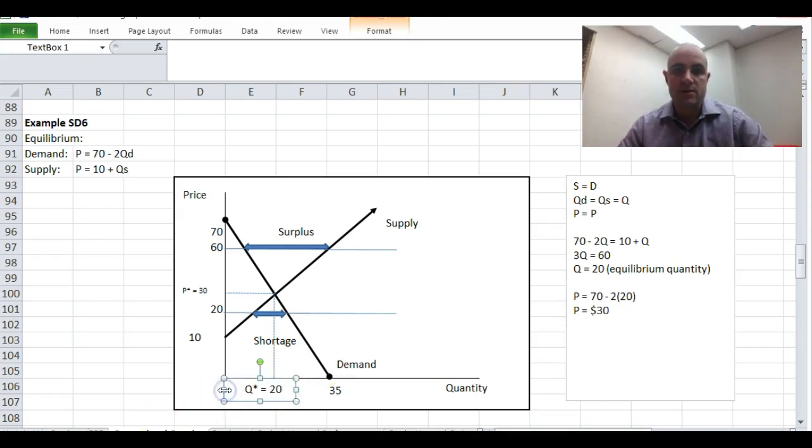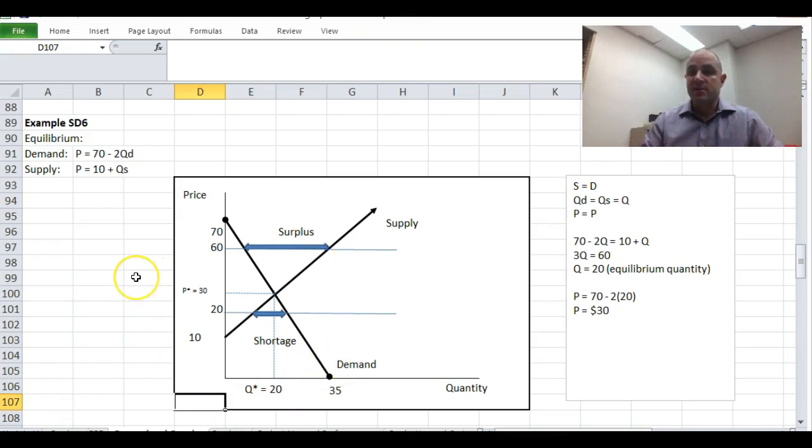And so that is our equilibrium. At the price of 30, the number of units that are demanded are exactly equal to the number of units that are supplied. And with that, there's no incentive for the consumers, producers, or anything to make any changes, because all the consumers who want to get the product are getting it, and the producers are selling everything they want to.